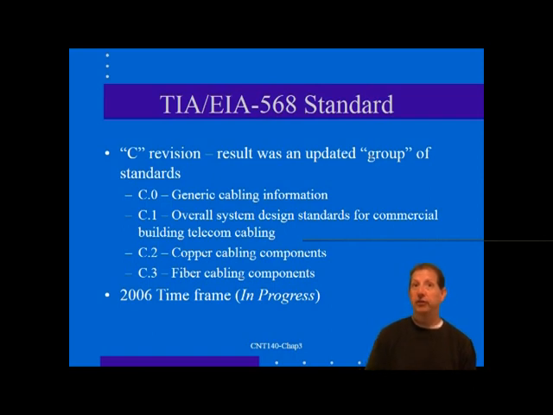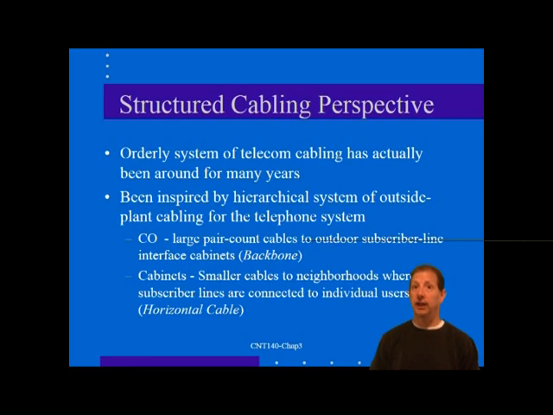Now, the draft revisions of all 4 sections in C are in various stages of approval process. The end result will be a more comprehensive standard that extends the structured cabling system for several of the latest applications, including the 10 gigabit fiber, copper, and coax. The concept of an orderly system of telecommunications cabling has actually been around for many years. In a way, it was inspired by the hierarchical system of the outside plant cabling from the telephone industry.